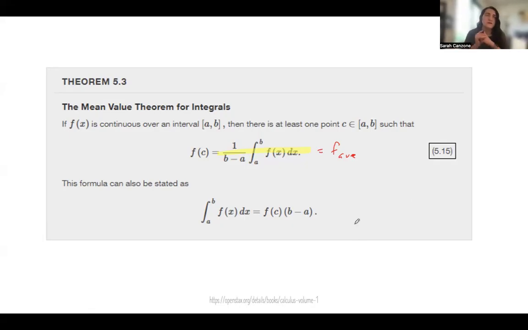And if you looked at the theorem from the last lecture, where it was lowercase m times b minus a less than or equal to the integral less than or equal to capital M times b minus a, and you were a little bit confused why that was, this is why, because they're talking about an average integral here. So you can also state it as f of c times b minus a. Essentially what we did in that inequality was multiply b minus a to both sides. So that's really all it was. Again, that's not something that I expect you to memorize.